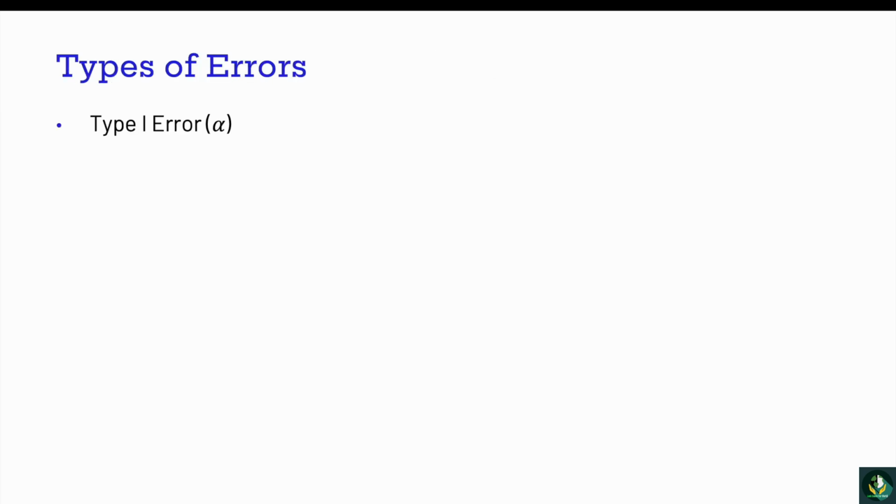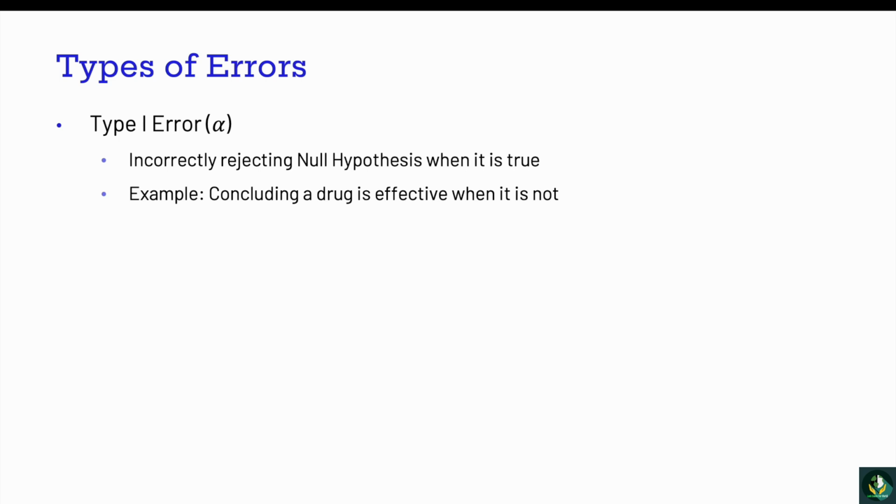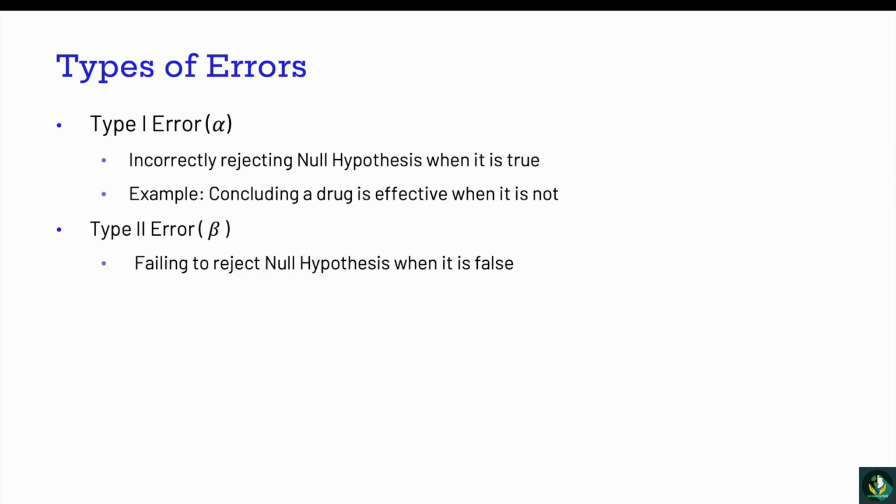We have type 1 error, alpha, which is incorrectly rejecting the null hypothesis when it is true. An example can be concluding a drug is effective when it's not. We have type 2 error, which is beta, which is failing to reject the null hypothesis when it is false. An example can be concluding a drug is not effective when it is actually effective.